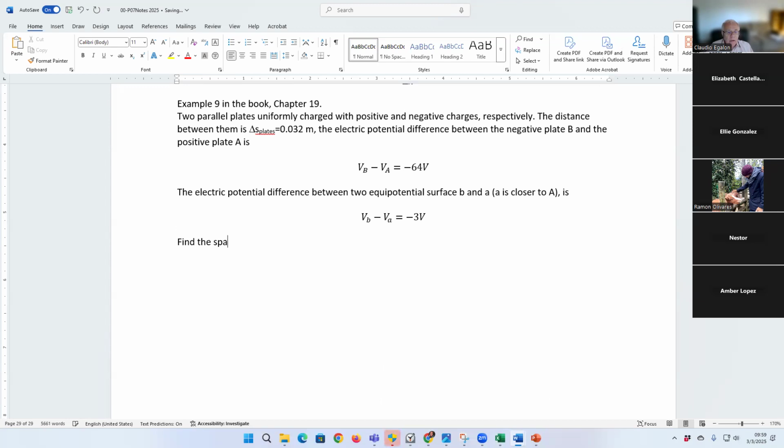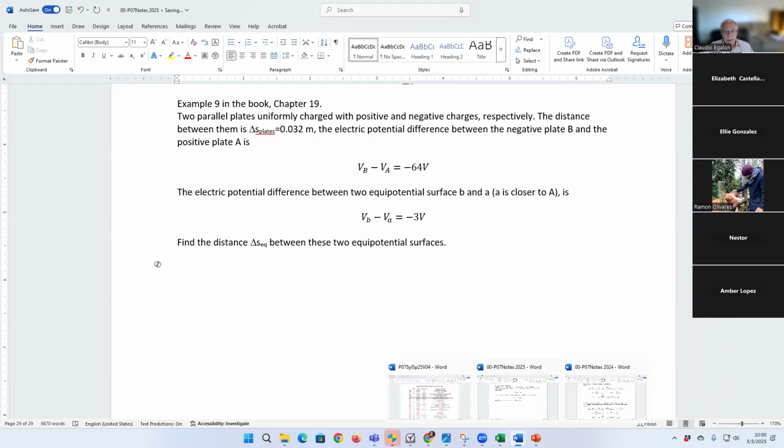Find the spacing between, not the spacing, find the distance, delta S, between these two equipotential surfaces. That's what it is asking.